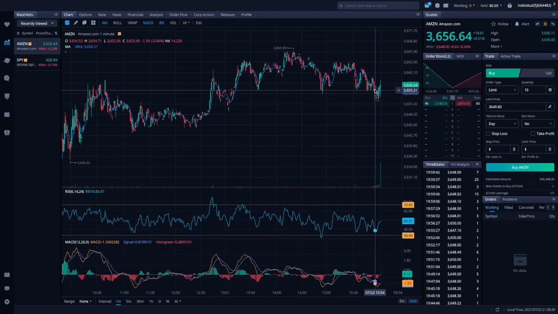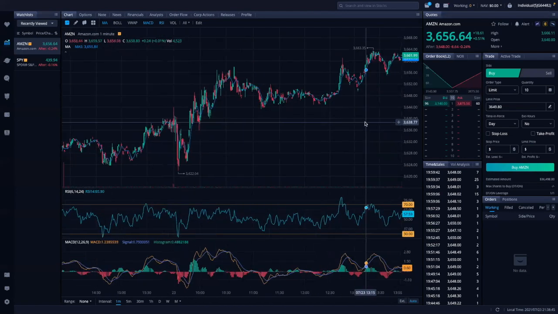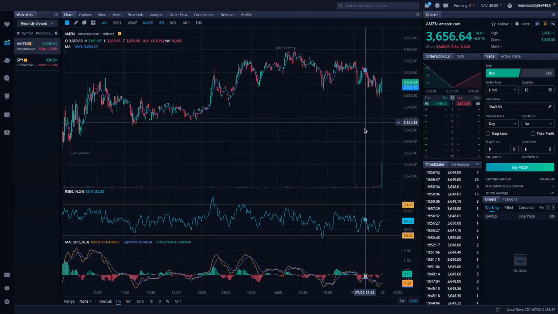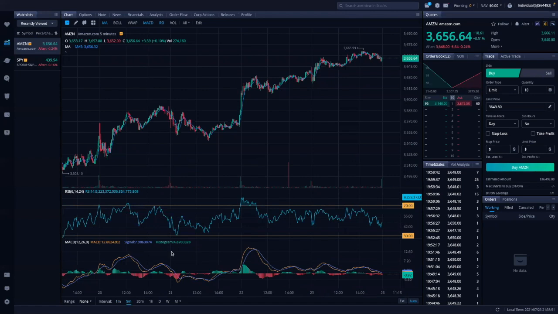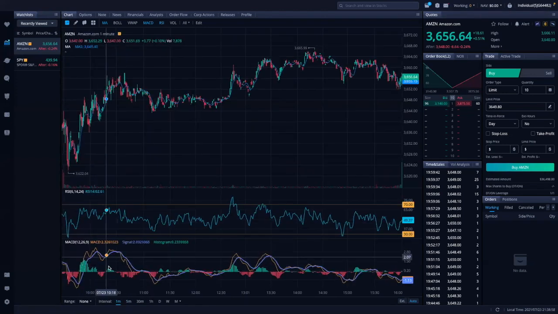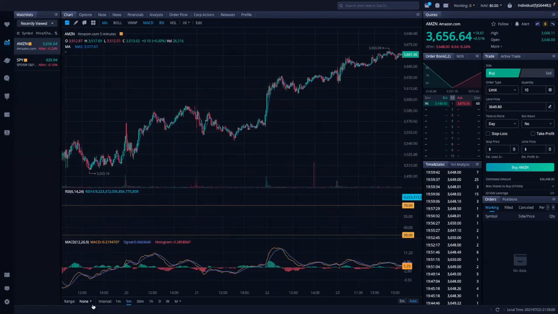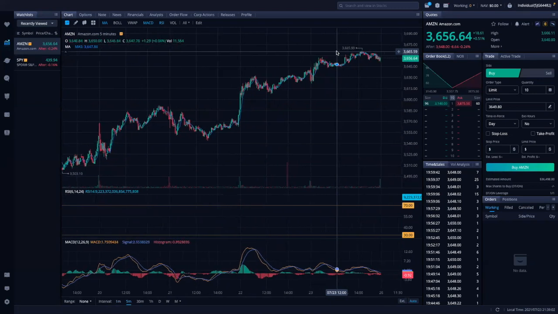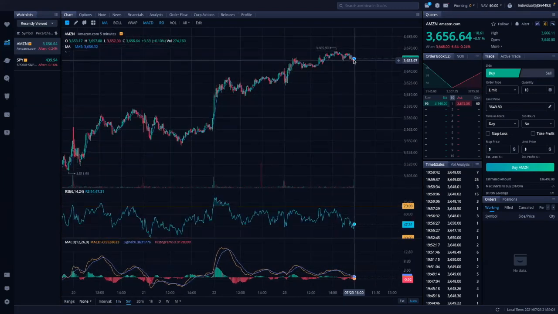If you want to go for more of a relaxed play, then you could always set it to 5 minutes, which I think most people prefer. I prefer mine in 1 minute, but a lot of people do prefer the 5-minute charts. So you set the range, 1 day, interval, 5 minutes. Now, each candlestick is going to represent 5 minutes of the day.